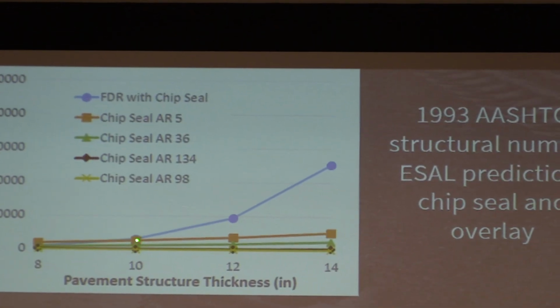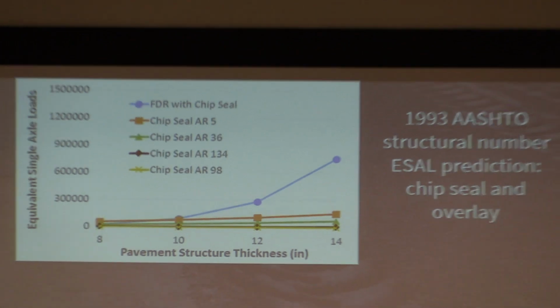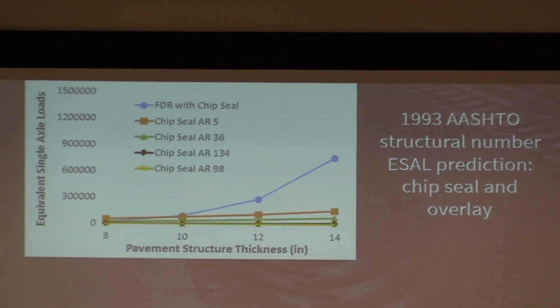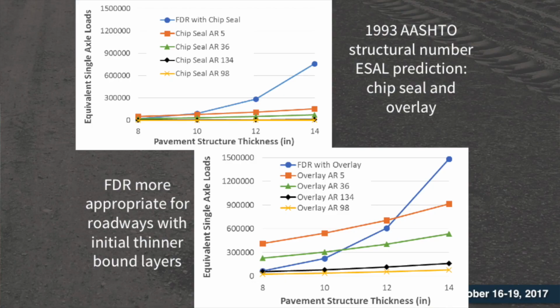But if you do an FDR, when you start reclaiming down to 12 inches and especially 14 inches, you really see the benefits of using FDR and the increased structural capacity that FDR provides. And the structural capacity can be translated into an increased amount of trucks and ESALs that can go on the roadway. And this is mitigated a little bit when you're comparing it with an overlay. So if we put a 2-inch overlay on those 4 highways, especially on Arkansas 5, which had the most traffic and the most bound material, putting a 2-inch overlay does bump you up significantly with capacity. But again, you can see FDR, especially at these thicker layers, becomes a lot more competitive.